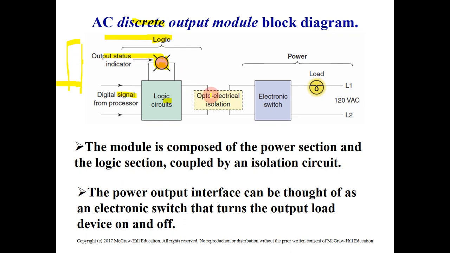Then we have the optoelectrical isolation circuit here to isolate between the logical part and the power part of our circuit. This optoelectrical isolation circuit will send the signal to the electronic switch. Why an electronic switch? Because we want to switch on or switch off the output load or the output device. No other option, only discrete, either 0 or 1. So in order to go 0 and 1, we need to use electronic switch devices. Then this will be sent to the output devices.